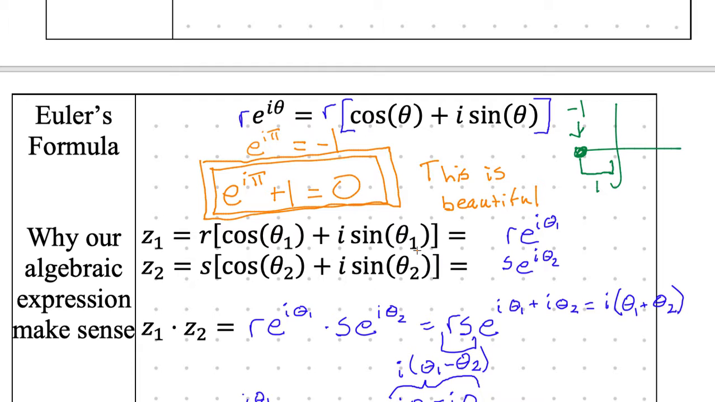This is so cool. This is saying I've rotated 180 degrees. I have a modulus of 1. That's what it's saying. I mean, it's saying a lot more than that, too. That's just one definition of Euler's.